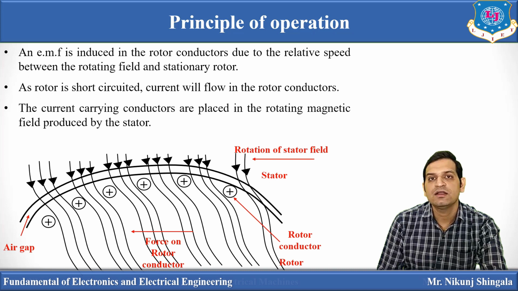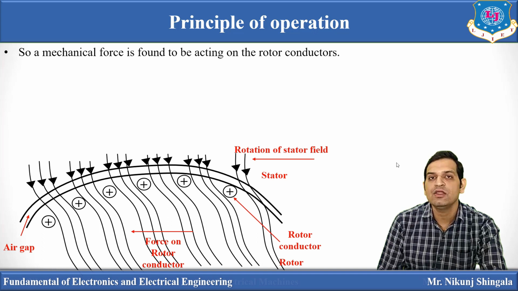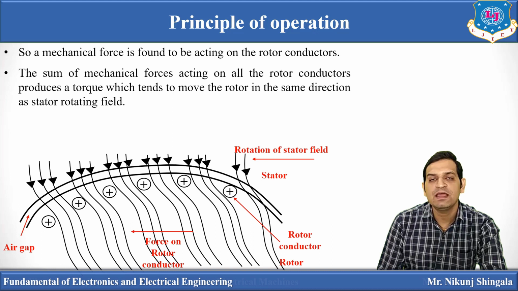Now we have the case that current carrying conductors are placed in the rotating magnetic field produced by the stator. As current carrying conductors are placed in the rotating magnetic field, they experience a mechanical force. So mechanical force acts on each and every rotor conductor, and the sum of all the mechanical forces acting on the rotor conductors produces a unique, resultant torque, which tends to move the rotor in the same direction as that of the stator rotating magnetic field.